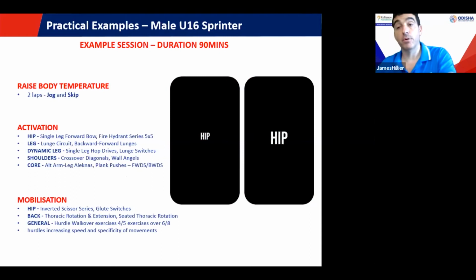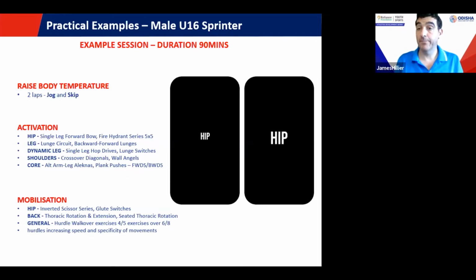Our second example is under 16 sprinter male. So let's now look at some examples of our under 16 male athletes. So we want to follow exactly the same format of ramp warm-up. So we want to raise the body temperature, we want to activate the joints, we want to mobilize the muscles, and then we want to potentiate or prime the muscles for the main session.